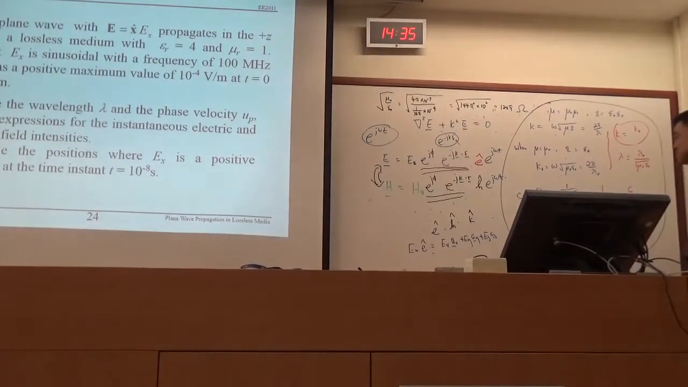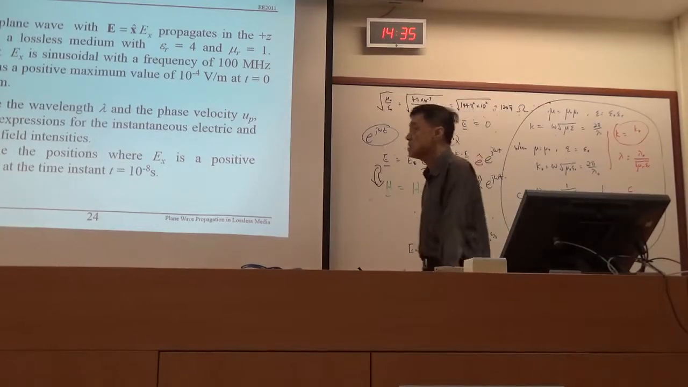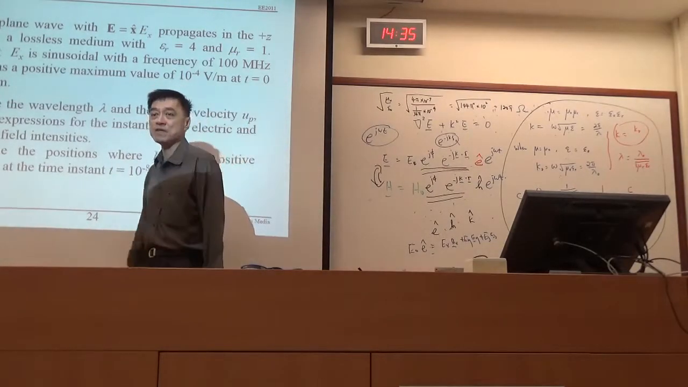Alright, the next thing is velocity. Well, velocity is here. V equal to 1 over square root of mu epsilon. Mu is equal to mu naught mu r, mu r equal to 1. Epsilon equal to epsilon naught epsilon r, which is also there. No issue. Now, instantaneous electric field and magnetic field intensity.